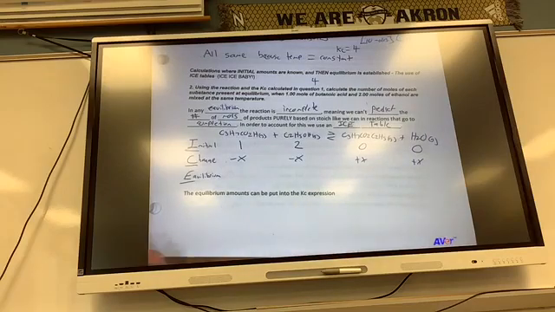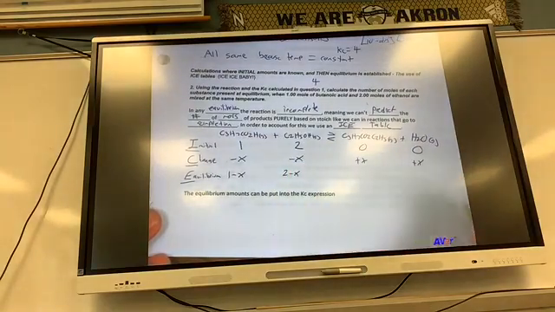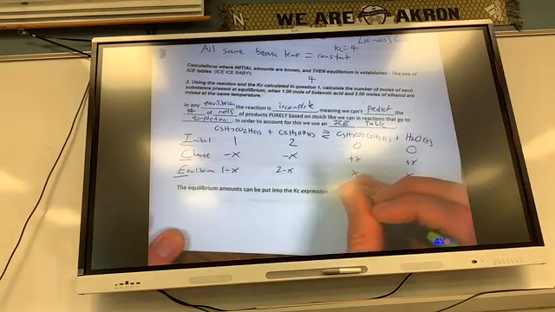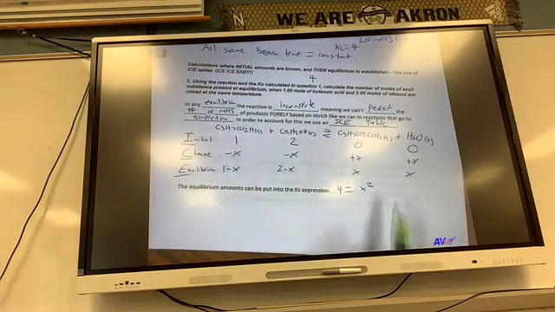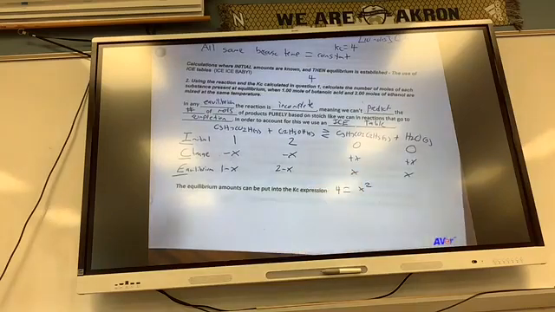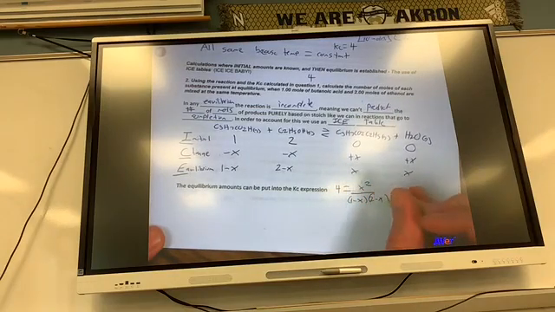So at equilibrium, for this first one, I'm going to have 1 minus x. This one, 2 minus x. I'm going to have x and x. Now I can write my K expression. My K, which we calculated, is 4, equals product times product, x and x, so x squared over 1 minus x times 2 minus x.